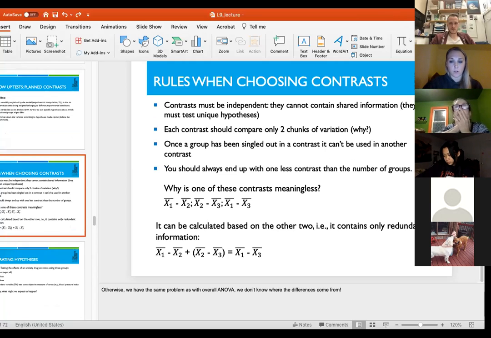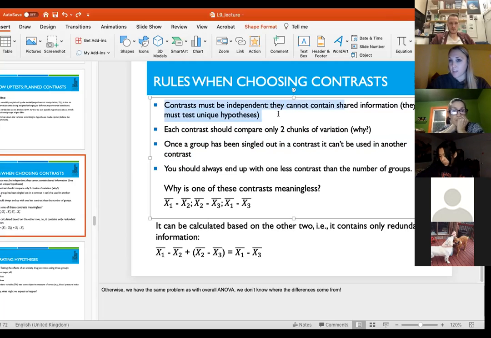And so there are a few rules whenever you think about contrast weighting. Your contrasts must be independent. They cannot share information, so they must test unique hypotheses. Otherwise, if you're testing all possible pairs, you're back to your post hoc tests, right? Each contrast should only compare 2 chunks of variation at a time. And once a group has been singled out, it cannot appear in another contrast. This is because they must be independent, right? So you can't be testing group 1 with group 3 and then in a separate contrast test group 1 with group 4. So typically the way we think about contrasts is a sort of drill down effect.